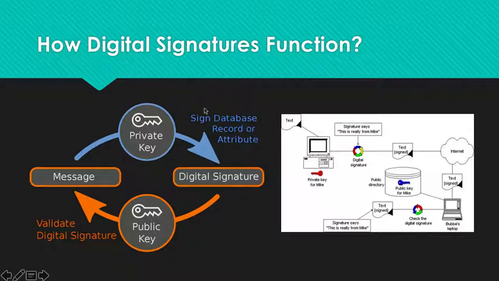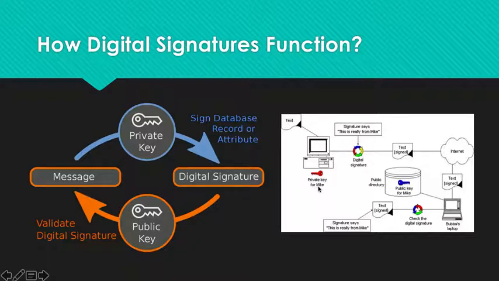So in these diagrams, you can see they just summarize how digital signatures function. So there's a message, there's a private key, and then that results in the digital signature, and then you also need a public key.